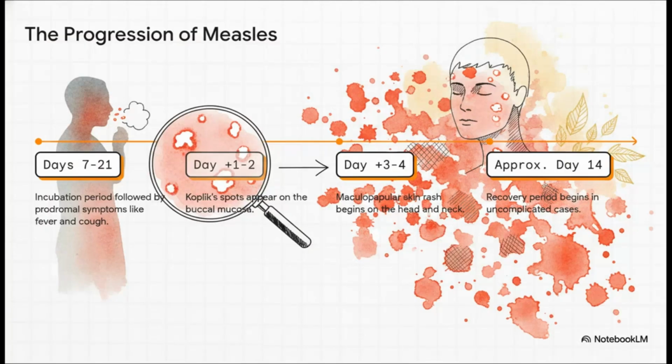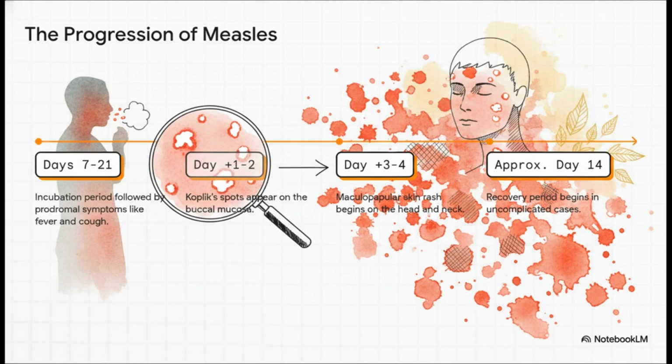So let's put this all on a timeline to see how it plays out. The patient gets exposed to the virus. Then, for a week or 2, you've got the incubation and those early flu-like symptoms. But right here, look at this. This is the sweet spot. This is when the Koplik spots pop up in the mouth. And it's only after that happens that the skin rash finally starts. This order of events is super, super reliable.